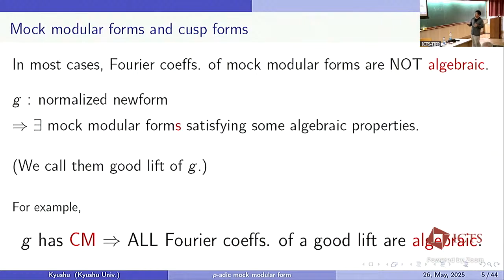Okay? However, if g is a normalized newform, then there exist mock modular forms satisfying some algebraic properties. And we call them good lifts of g. Okay? And we also note that a good lift of g is not unique. For example, if g has complex multiplication, then all Fourier coefficients of the good lift are algebraic.